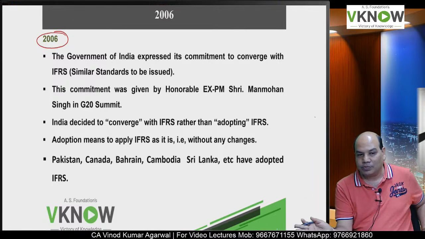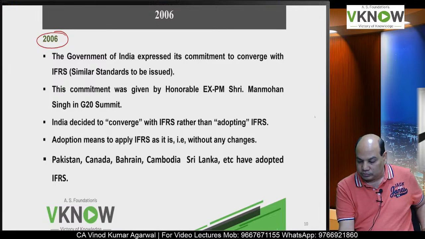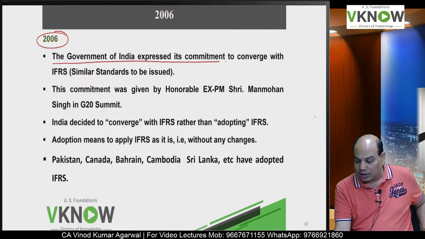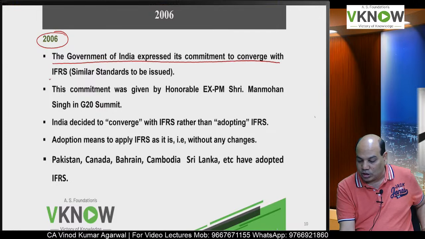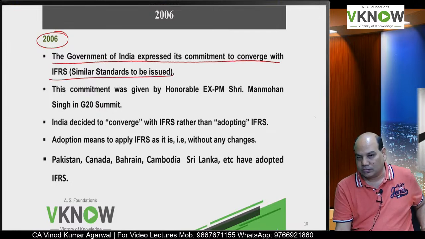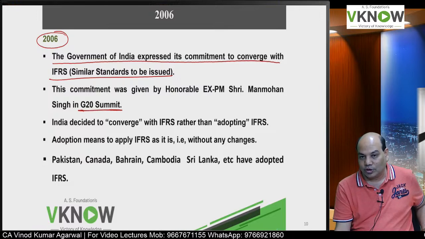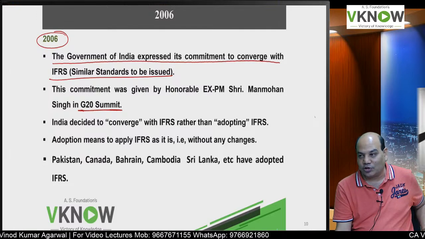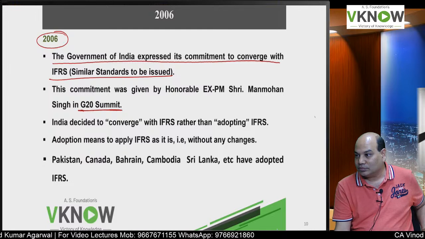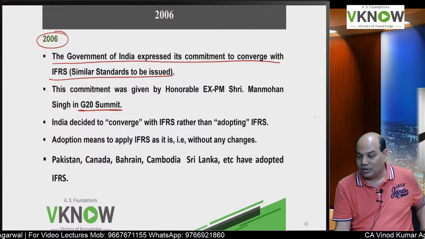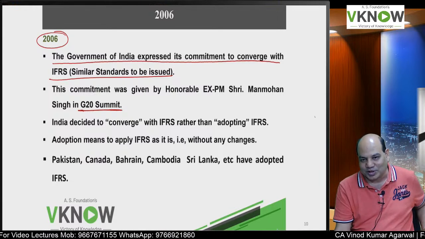Plus, what happened on the IFRS front? The Indian government expressed its commitment to converge with IFRS. So there was a G20 meeting. Okay, G20 meetings take place nowadays quite often in India. And when a G20 meeting happens, that city is beautified. And once the meeting is over, things are back to the original situation.